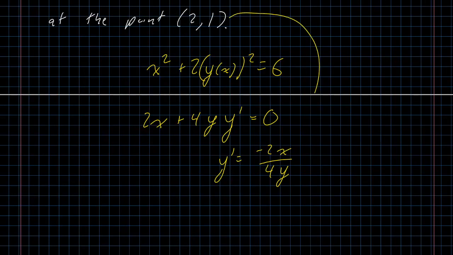And yeah, I could reduce that, but I'm just going to plug this value in and deal with it from there. Negative 2 times 2. Right, so y prime at 2, 1 is going to be negative 2 times 2, which is negative 4, over 4 times 1, which is positive 4, and negative 4 divided by 4 is negative 1. So that's my slope.